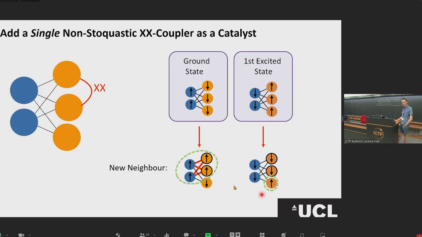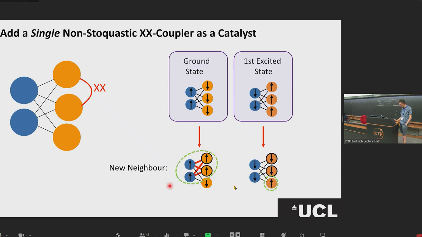Okay, so what happens is we add a single non-stochastic XX coupler as a catalyst. We're going to put the XX coupler between two of the spins that are not in the maximum weight-independent set, and effectively that creates new neighbors. Because we can now flip two spins simultaneously via this XX driver, we have new neighbors to the ground state, consisting of flipping these two spins here.